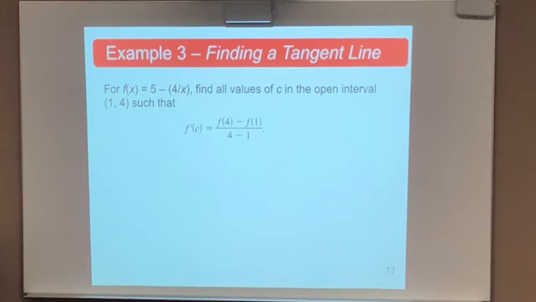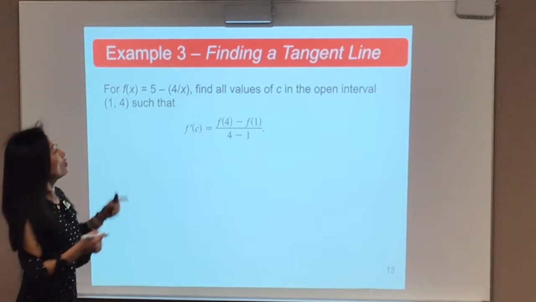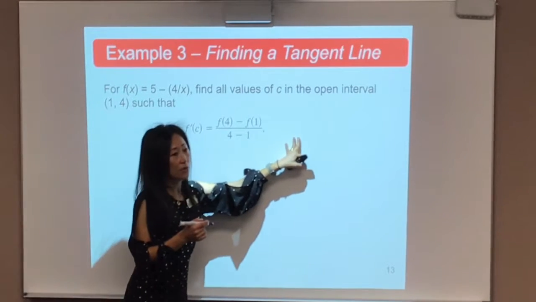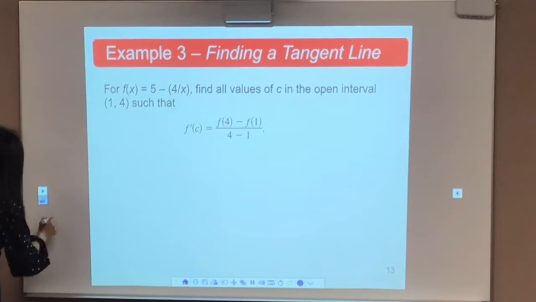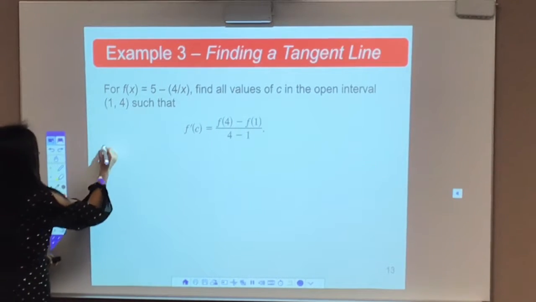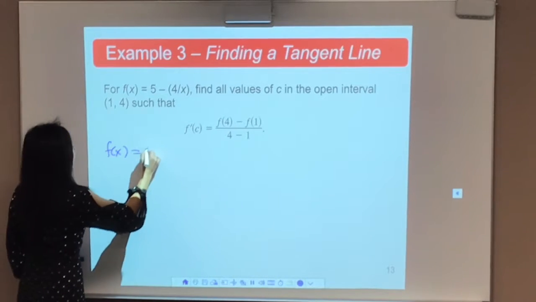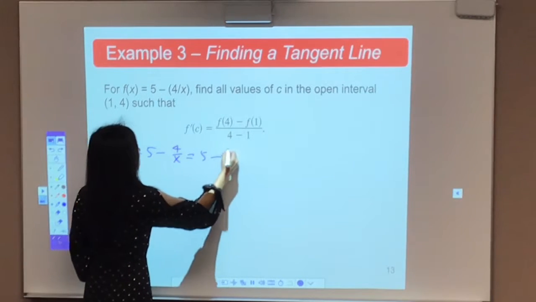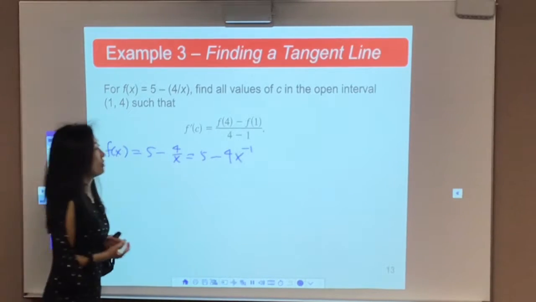So for this function, f of x equals 5 minus 4 over x. Find all values of C in the open interval such that this is equal to 0. First things first, does everybody agree? Let me look at my f of x. F of x is equal to 5 minus 4 over x. Can I rewrite it as 5 minus 4 times x to the negative 1? Can I rewrite it like this?